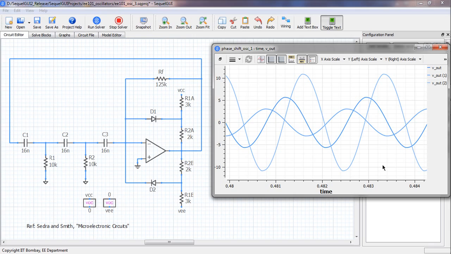Now one comment about the phase of these waveforms. The phase is different for each of them, but the phase is not particularly relevant here, and we can just ignore it.